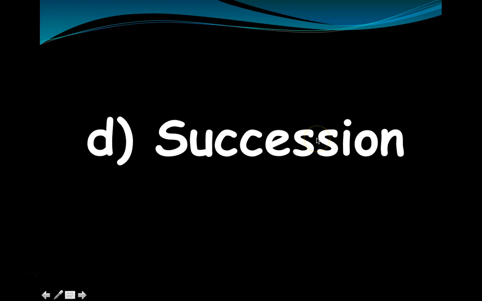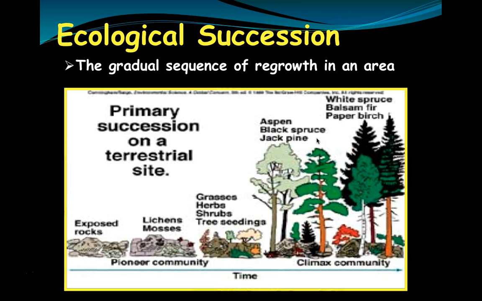The last topic in ecology is succession. And succession is the gradual sequence of regrowth in an area. So you always start off with areas that have exposed rocks and no shrubbery or plants or animals, and slowly over time, over long periods of time, you get to what we call the climax community, which is the largest amount of biodiversity that a particular ecosystem can hold.